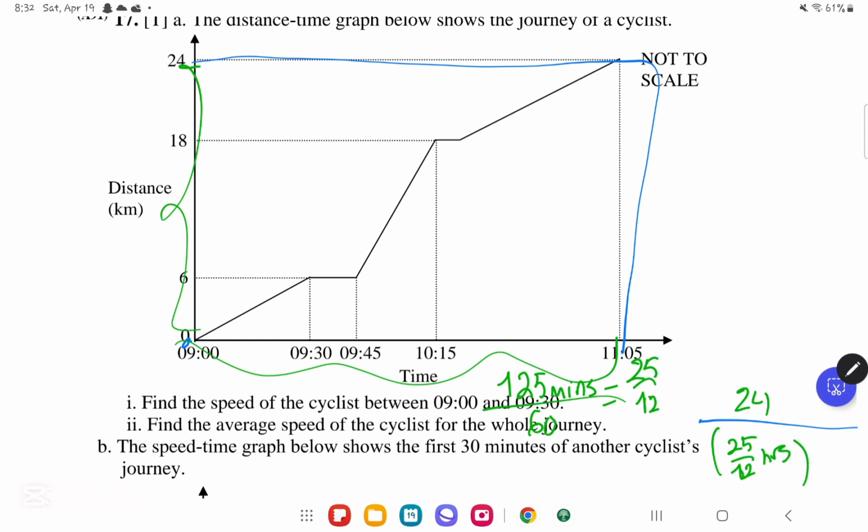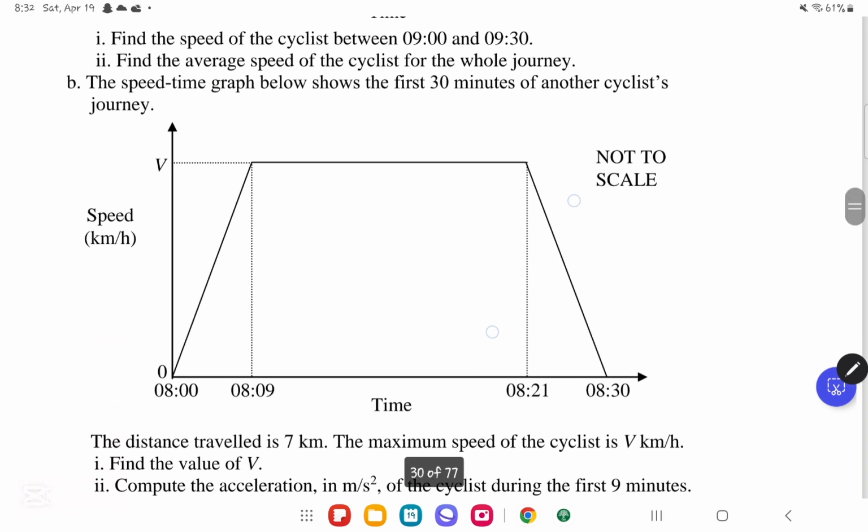Okay, you will put it on your calculator. And you will get that the average speed the cyclist traveled is how much? It is 11.52 kilometers per hour, or not the average distance, sorry, the average speed. Okay, that was it for part 17. We move on to part 17b.